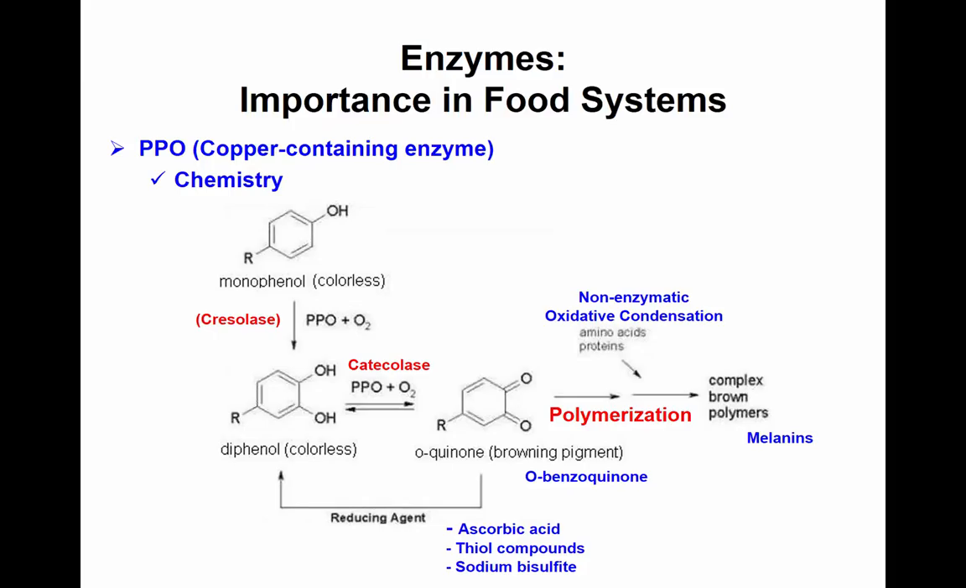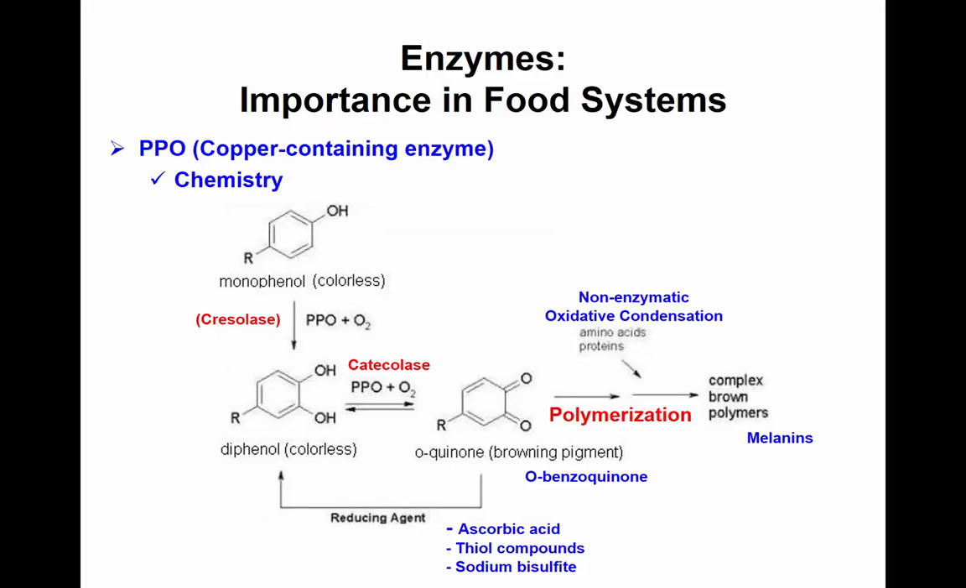In the presence of amino acids and proteins, you end up having oxidative condensation. They can actually polymerize, and they can interact with amino acids and proteins and continue the polymerization, and you can form complex brown polymers known as melanins. So this is the brown pigment. Once it's formed, it's irreversible. But there is a section of the reaction that is reversible, which is converting the quinones back to diphenol.